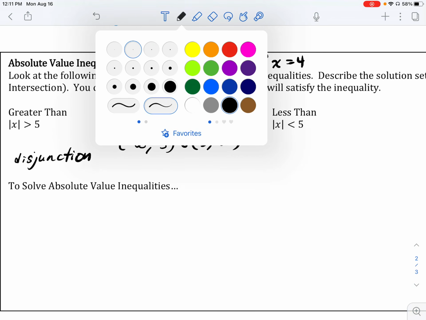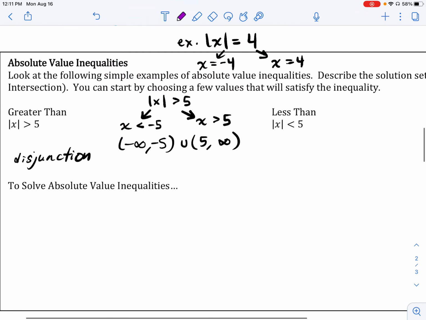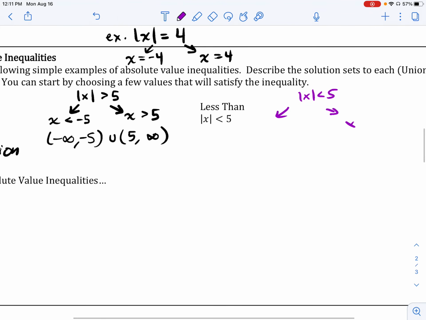Well, what about less than? Let me do this in a different color. What about less than? If we did absolute value of x is less than 5, well, again, on one hand, I will have x is less than 5. That's the original inequality if we just say x is less than 5. But what also could be true? x is greater than negative 5.